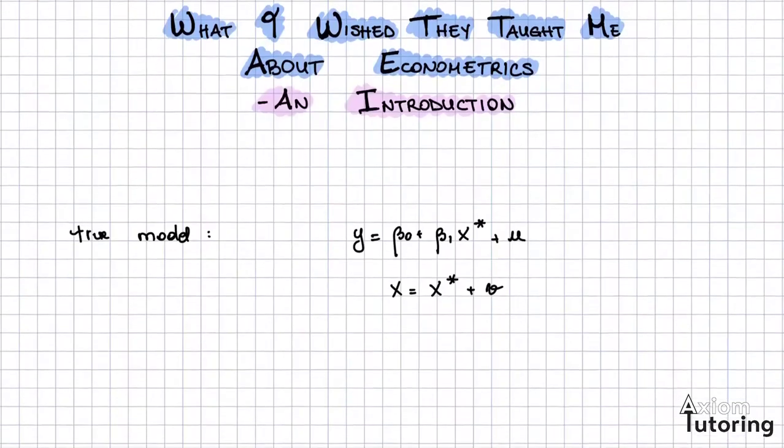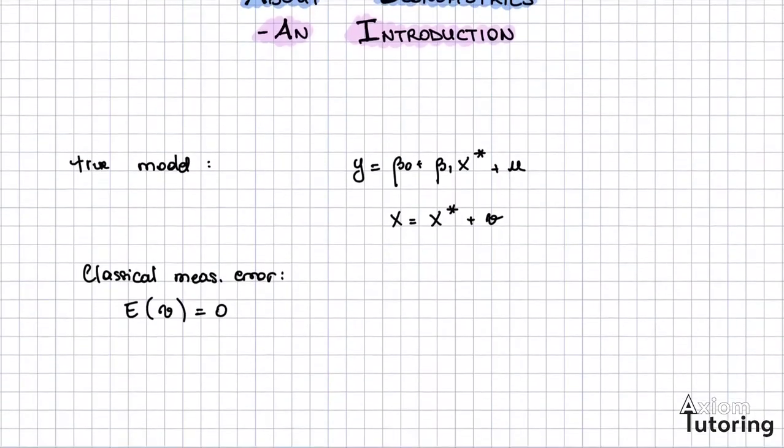The assumptions that we are going to hold, because we are under the idea that we have classical measurement error, are that in expectation v is equal to 0, the covariance between v and x star is equal to 0, so the error is independent of the true value, and the covariance between v and u is also 0, so the error is independent of the structural error. These 3 assumptions define classical measurement error, and all 3 are needed for the derivation that follows.